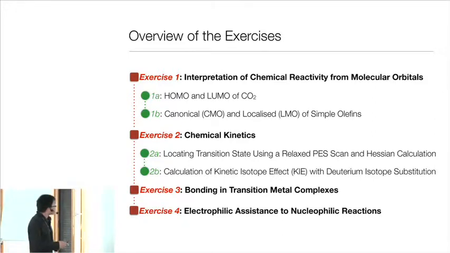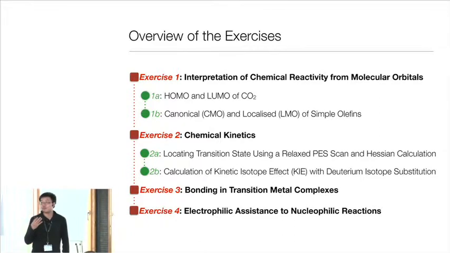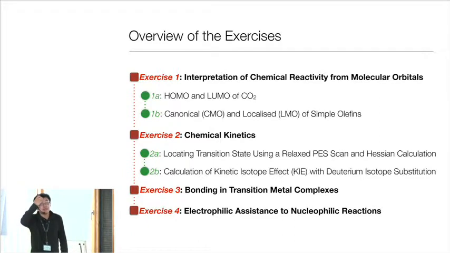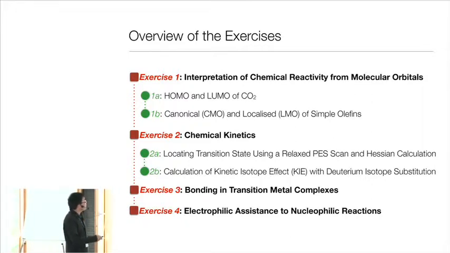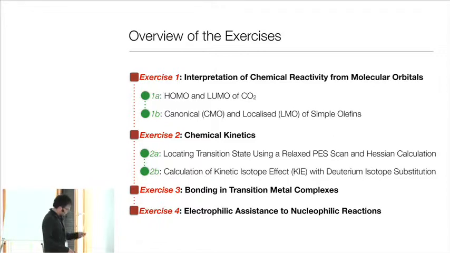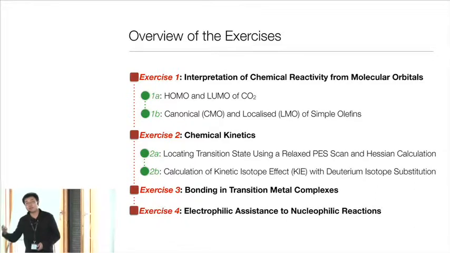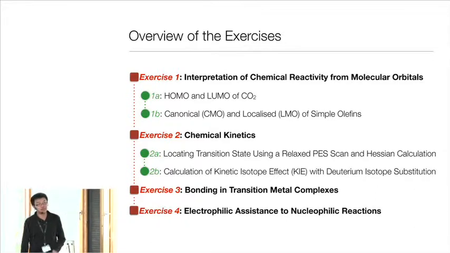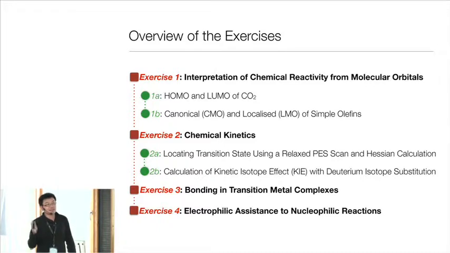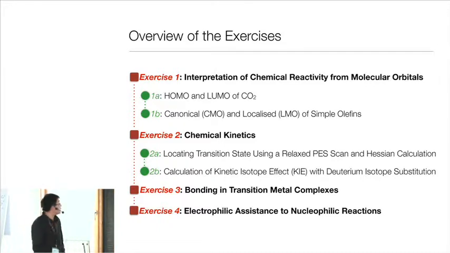The first thing is we ask you to look at the HOMO and the LUMO of the CO2 to figure out which central carbon or terminal oxygen is the favorite reaction site for the nucleophilic attack on the CO2. And then we have designed exercises asking you to look at the canonical orbital and localized orbital. You can know the trick there, how to look at it. For example, acid, and you can identify pi bond, sigma bond.